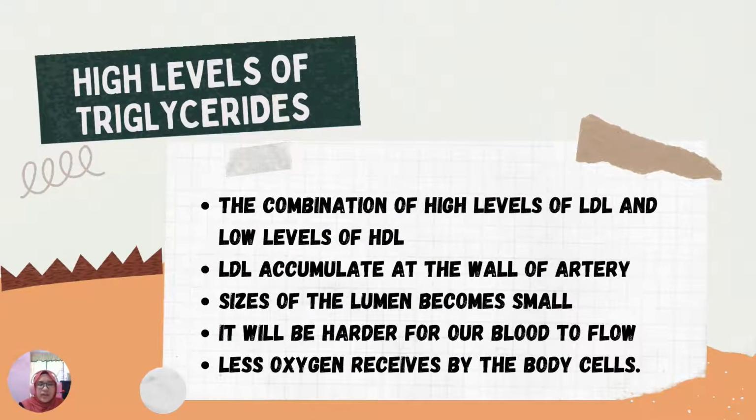Next is the high level of triglyceride. A high level of triglyceride means a combination of a high level of LDL and a low level of HDL. So by that, LDL will accumulate at the wall of the artery, making the size of the lumen small, so it will be harder for our blood to flow to the body, and less oxygen will be received by the body cells.